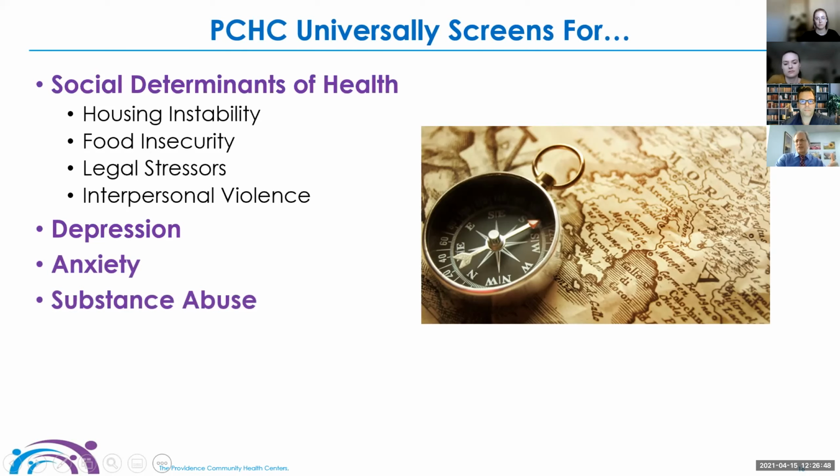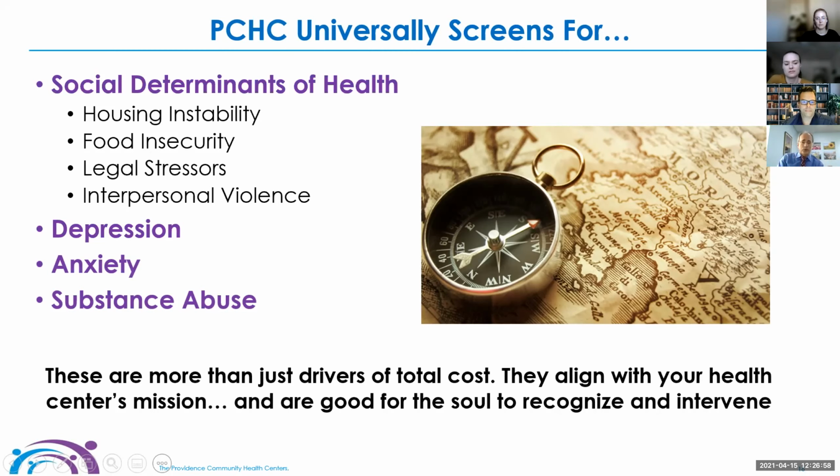And now this sounds logistically challenging because I can hear your head spinning. Wait, we're having trouble screening for Z codes and moving that data right now. What do you mean you're doing all this other screening? Well, let me tie it back to the mission first, okay? This isn't just about total cost of care and saving money in somebody's alternative payment methodology.